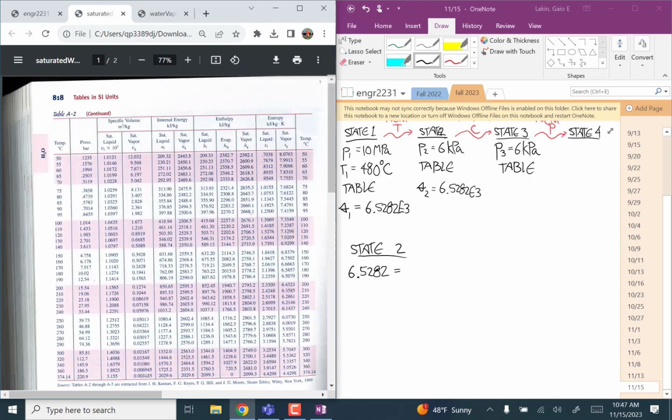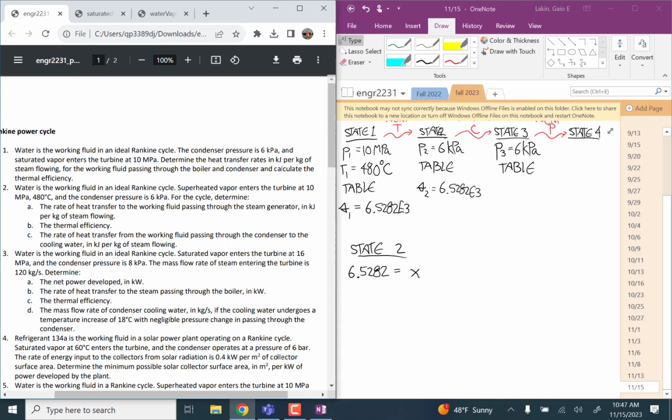And then, so this is equal to the quality times, oh shoot, I took the wrong saturation table. I need the saturation table that's based on pressure. Dang it. You don't have that in front of you, do you? I know the values. Okay.